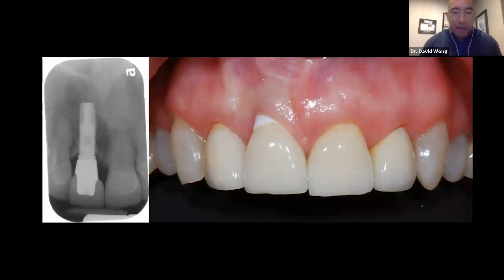From a patient perspective, that's a failure. In the implant literature, we would consider this a success, but the patient's right here, right? It looks horrible. So what do you do? Once again, you could remake the abutment, redo the abutment, redo the crown, but she's already done that twice. She didn't want to do it a third time, so she's looking for a surgical solution.